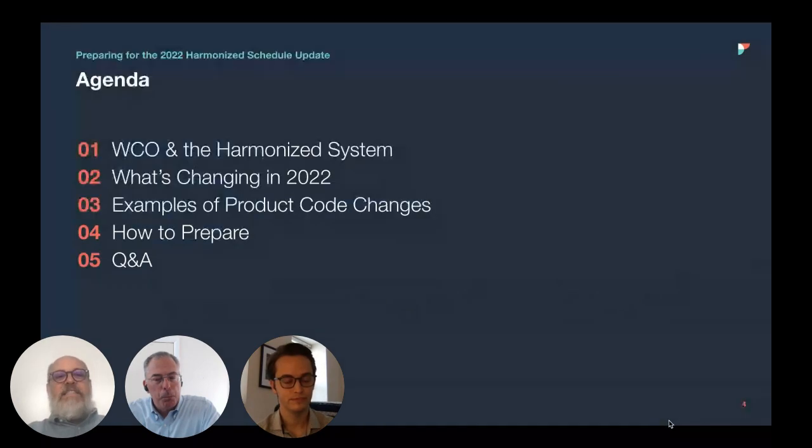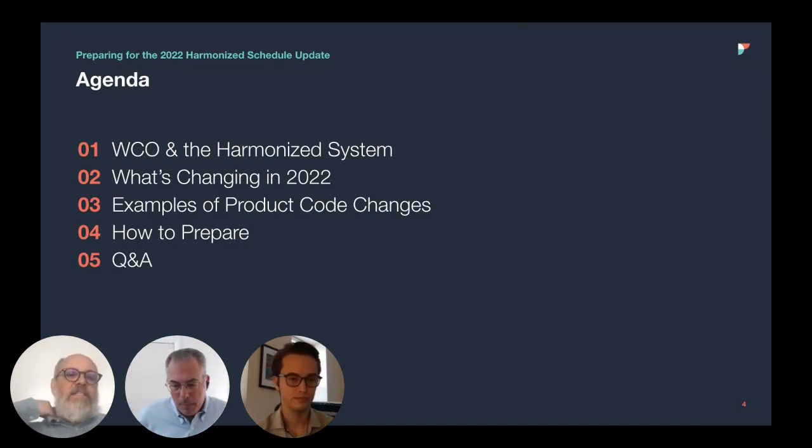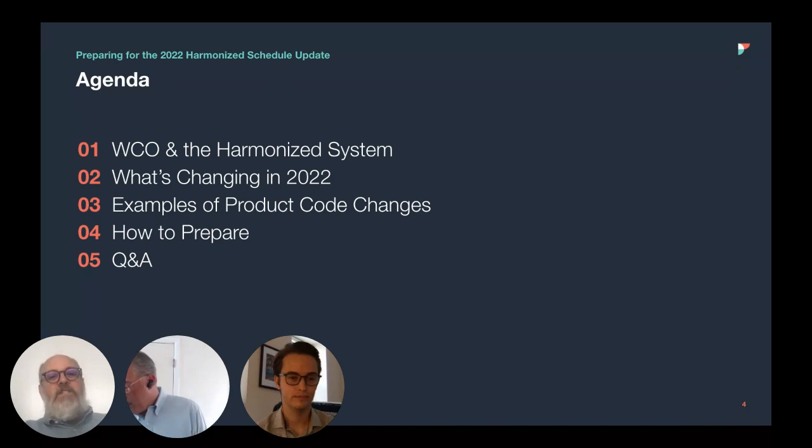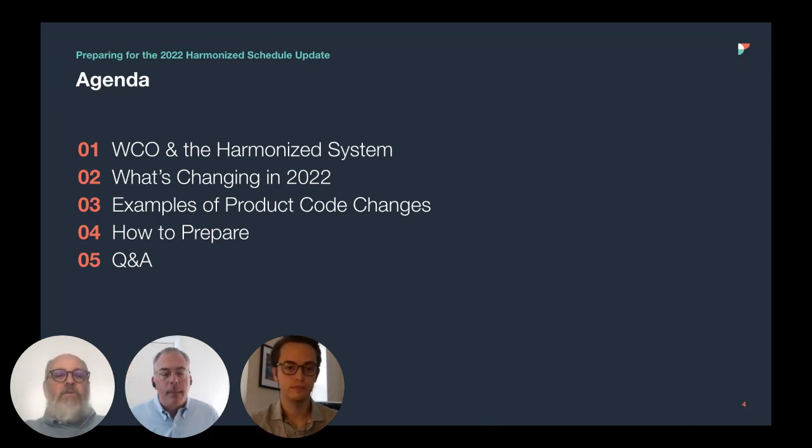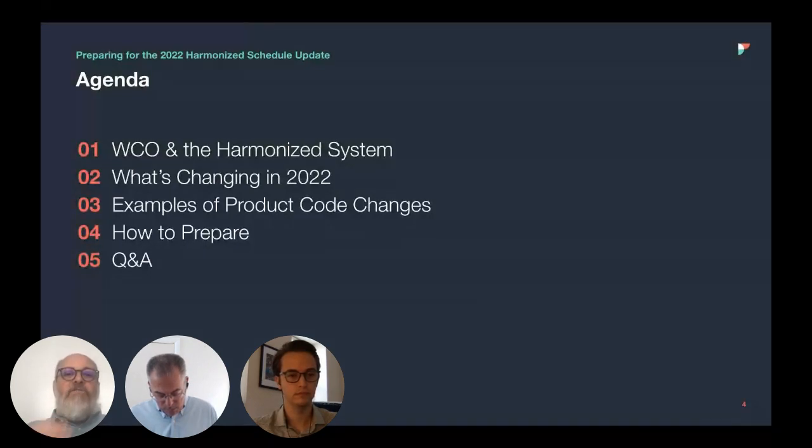Wonderful. Thank you. We're going to cover several things today. We're going to start out by talking a little bit about the World Customs Organization and the Harmonized System. I know that many of you participated in our first webinar, so some of this may be a bit of review, but we are going to have some additional information for you as well. And then we're going to talk a bit about what's changing sometime in 2022. And then we'll go over a bunch of examples.